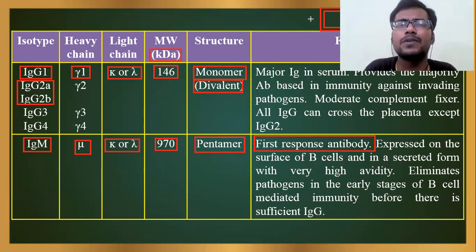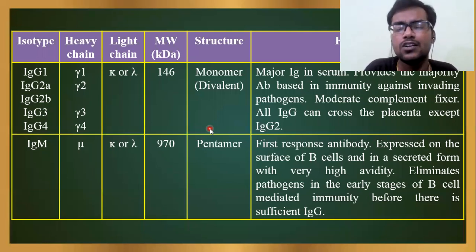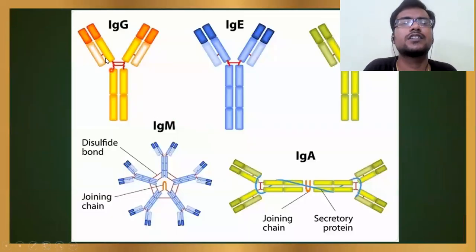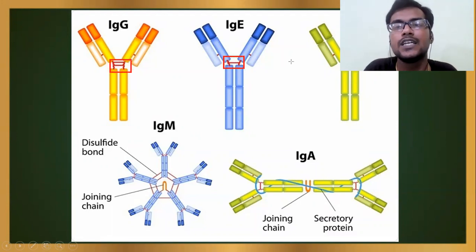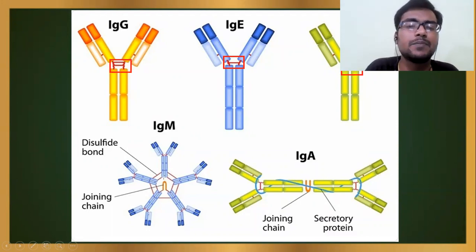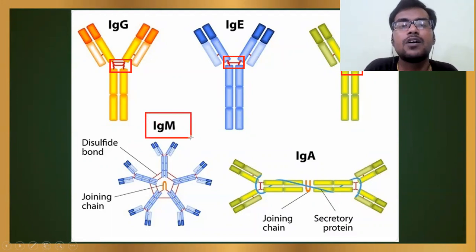This is all about the different types of antibody. Then comes the structure. This is the structure of IgG. This is a monomeric structure. This is IgE, or immunoglobulin E. This is also a monomeric structure, but as I told you, in IgM and IgE there is no hinge region. Here a disulfide bond is present. Here a hinge is present, but there is no hinge in IgM or IgE.